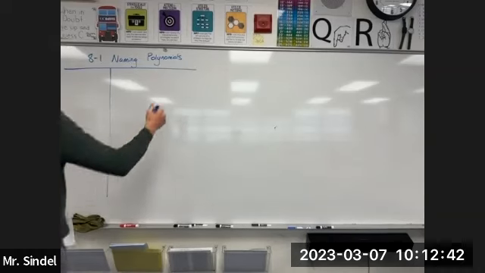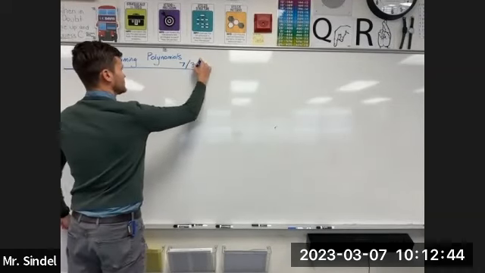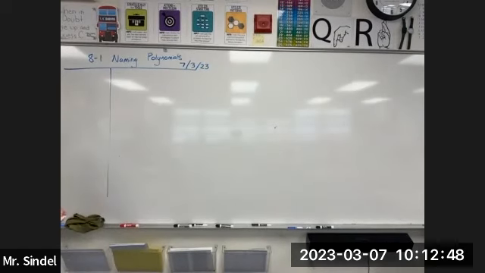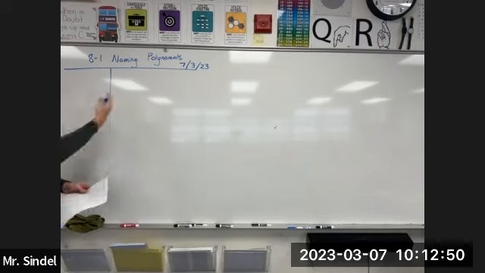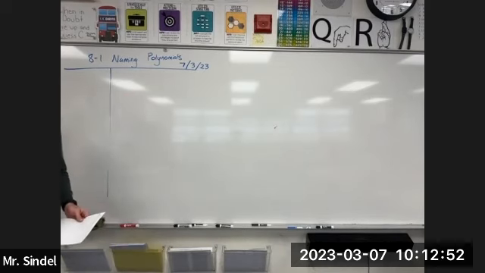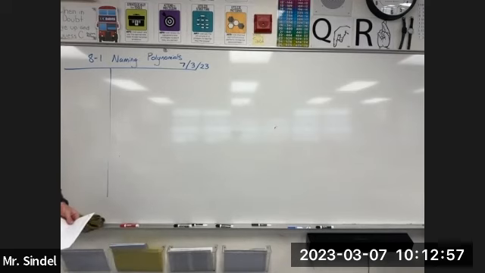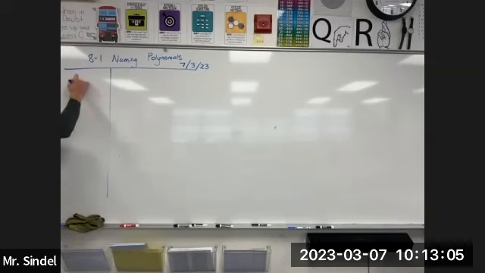Today's date is the 7th of March, 2023. We're on naming polynomials. By the end of this lesson, I'm hoping that I can write a polynomial up on the board and you will be able to describe it by saying, yeah, that's a cubic binomial. By the end of today, that's what you'll be able to do. All right, so let's first talk about degree.